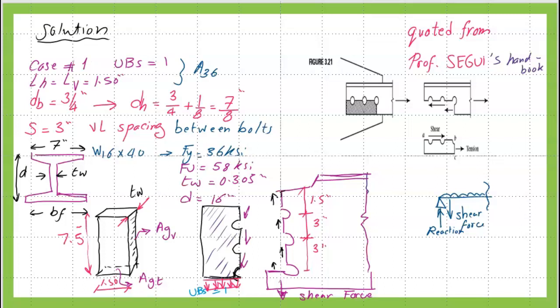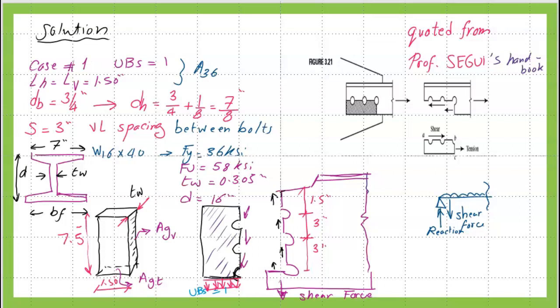As a reminder, I quote a picture from Professor Segui's handbook. If we have a section subjected to tension, the force in the hatched portion will follow the direction of the applied tension force. In our case, the shear force acts as a tension force acting downwards. Then the tension force distribution on the lower side will be acting downwards. The shear force also acts downwards.